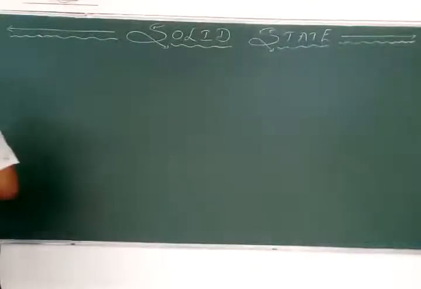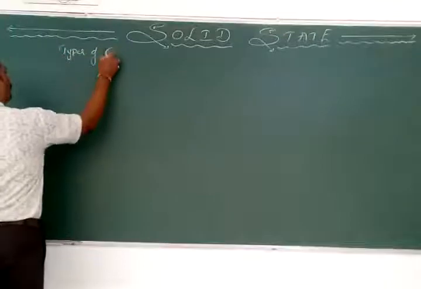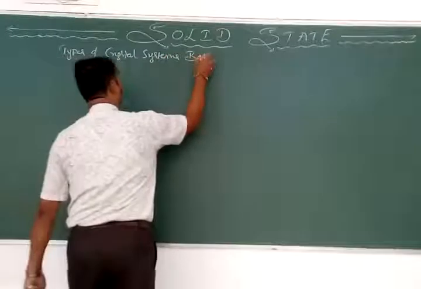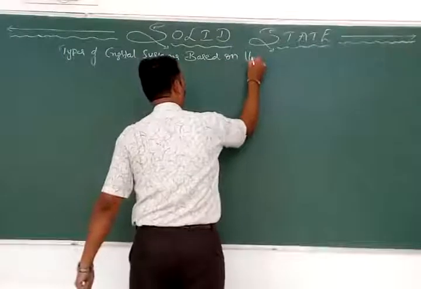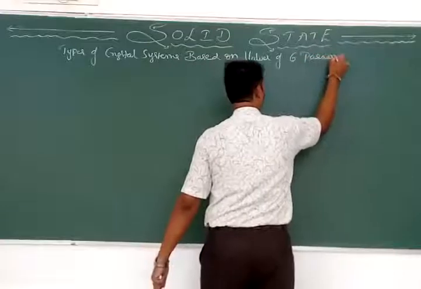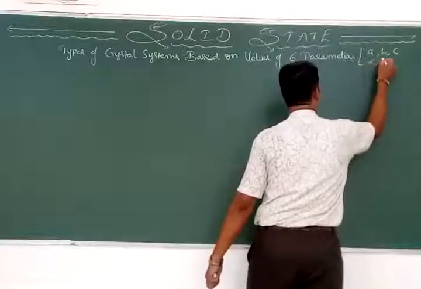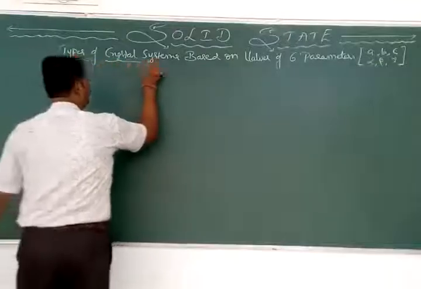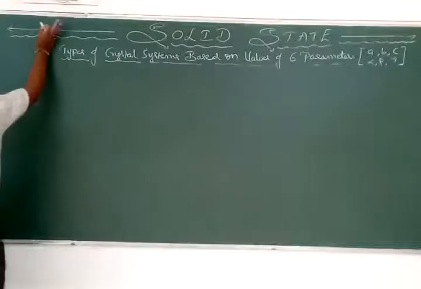So here, the types of crystal systems based on the values of the 6 parameters, that is A, B and C, along with alpha, beta and gamma. So we have 7 types of crystal systems. In total we will mention that directly here itself.